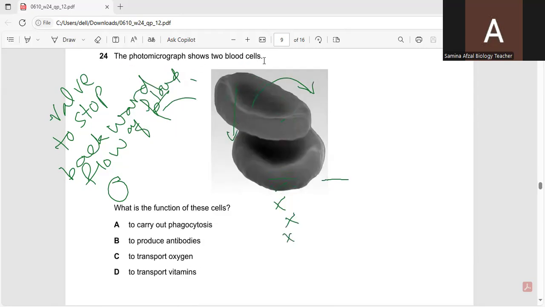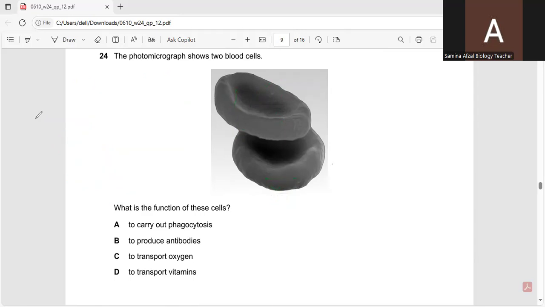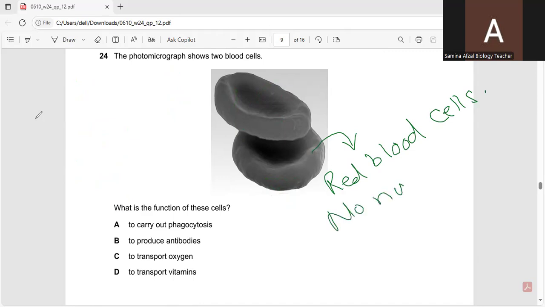We have explained. Now question number 24. The photomicrograph shows two blood cells. What is the function of these cells? These two blood cells, you can see they are thin in the center and thick at the edges, and they are circular and biconcave in nature. So it means they are red blood cells. Nucleus is absent, no nucleus. So these are the characteristics of red blood cells.